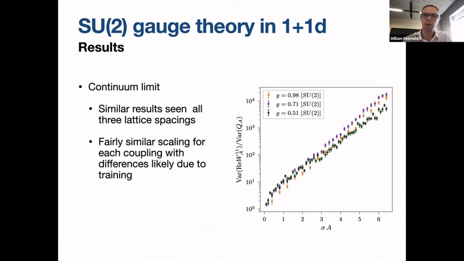This plot shows the variance of the new observable, the variance of the old observable divided by the new observable for each of the lattice spacings. And as you can see, the improvement is pretty similar in each case. And in fact, differences here are really probably due to differences in the training and the optimization.